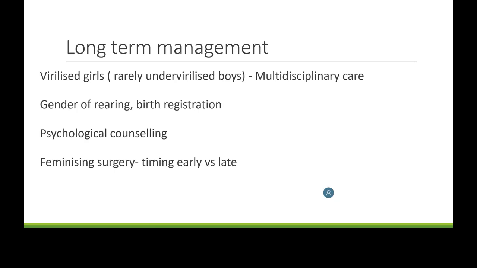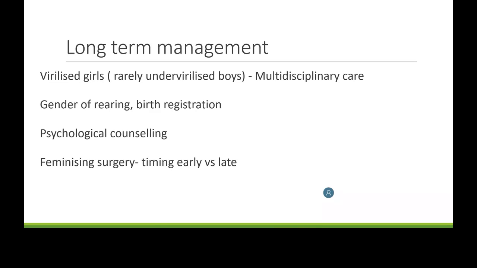And finally, if you have a child with ambiguous genitalia, then it's a pretty complicated situation. Sometimes there may be issues. These babies may have initially been identified as a different gender. There may be gender misidentity and birth registration may have already occurred. So then there can be very difficult social situations where multidisciplinary care and psychological counseling becomes very important.